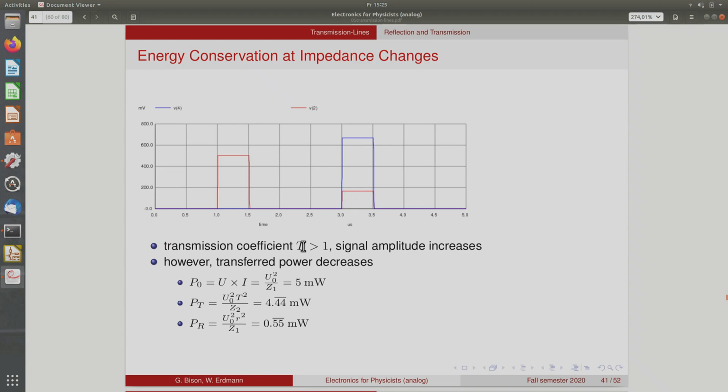Then if you calculate the power of the reflected pulse, you get 0.5 milliwatts, and this of course adds up to the initial 5 milliwatts. So there's no problem with energy conservation here.